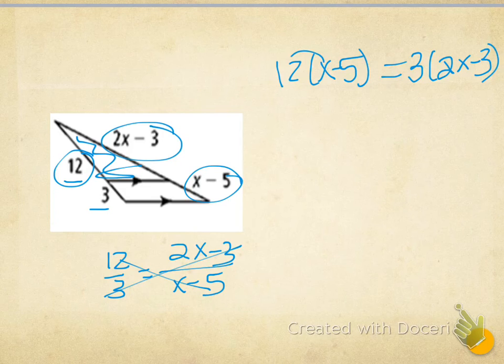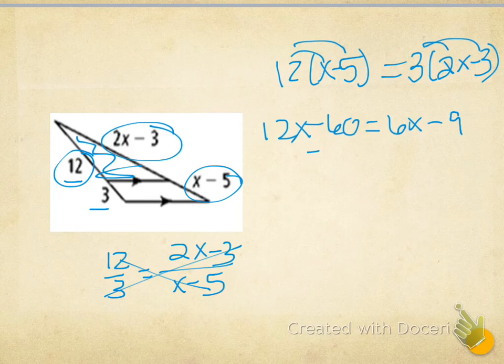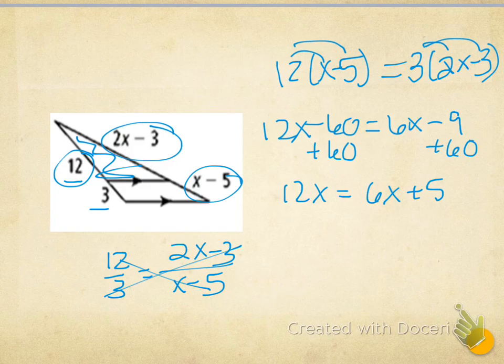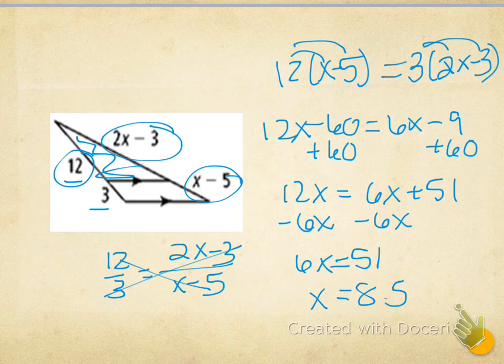Now I got to distribute, so 12x. 12 times 5 is 60. 3 times 2 is 6x. 3 times negative 3 is negative 9. Let's add 60. Minus 6x. So x equals 8.5.